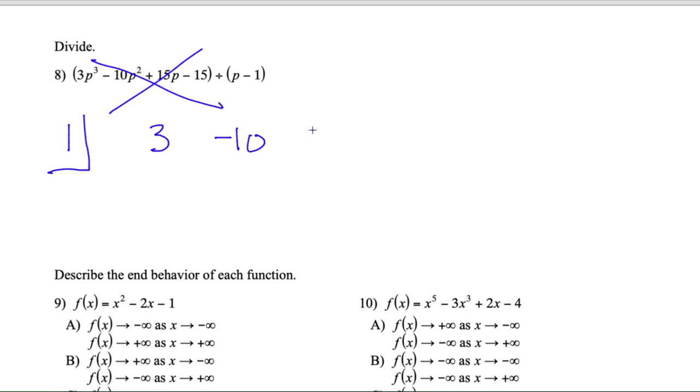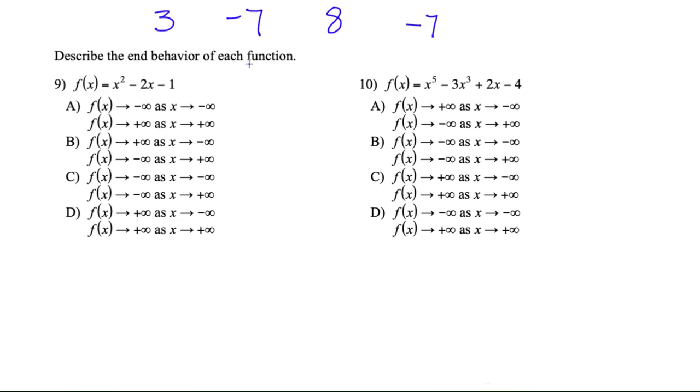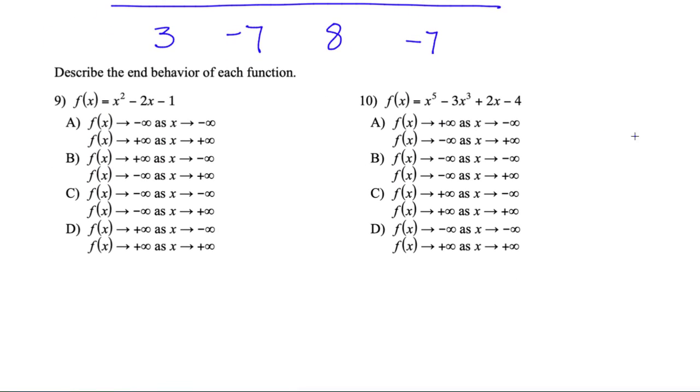3, -10, 15, -15. Draw the bar. This gets pulled straight down, 3, and then you multiply by 1 and I get 3, and then I add to -10, I get -7, then I multiply by 1 and I get -7, then I add straight down, I get 8, when I multiply by 1 I get 8, and then I add and I get -7. So the answer here is, this is the remainder, so it would be 3x squared minus 7x plus 8 with remainder of -7, or -7 divided by p minus 1. Okay, we're not going to go through that because it's not on the actual final, so don't worry about number 8. Let's do number 9.